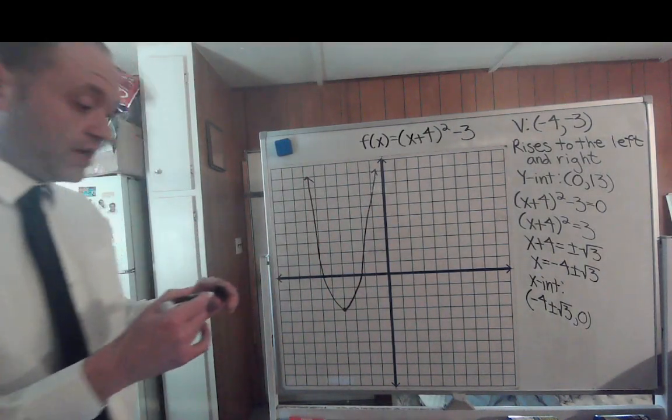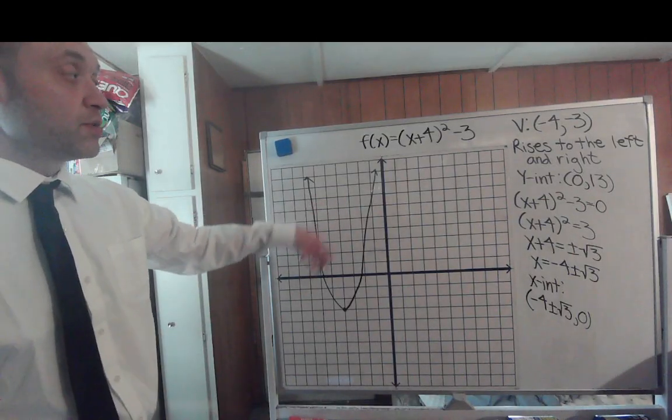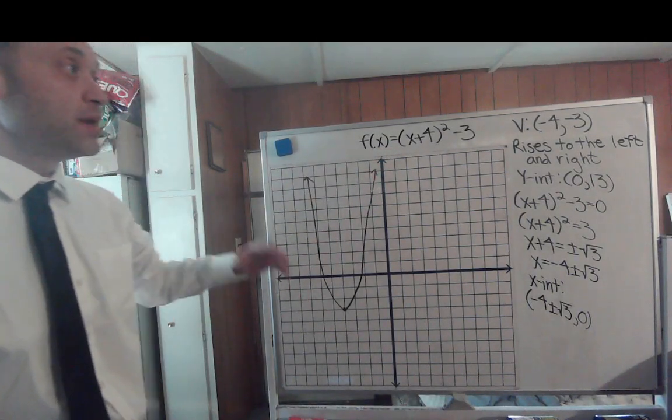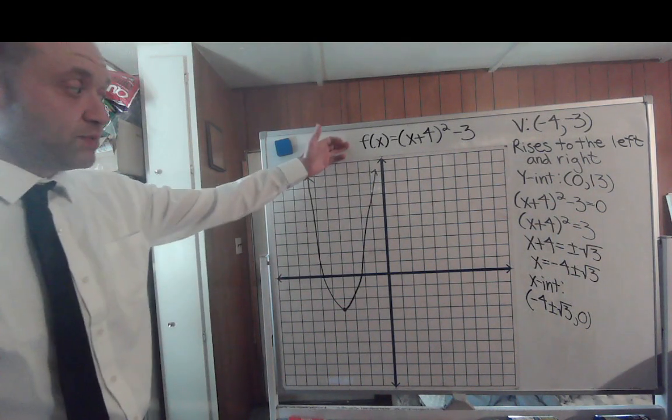And there is the graph of this particular parabola, where you have x plus 4 squared minus 3 equals f of x.